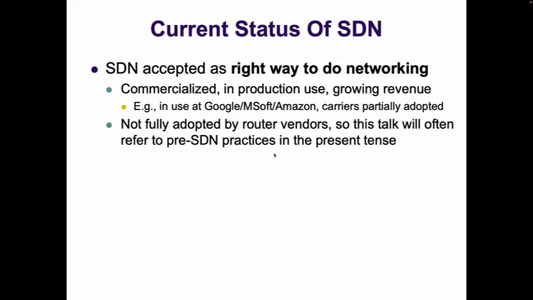So what's the current status of SDN? It's, I think, universally accepted, at least in its conceptual form, as the right way to do networking. It's commercialized, it's in production use, the business units who sell it have huge and growing revenue. The Googles and the Microsofts and the Amazons of the world all use it. The carriers have adopted it. It's not fully adopted by router vendors. It's hard to tell whether they've actually taken in much of the ideas at all.